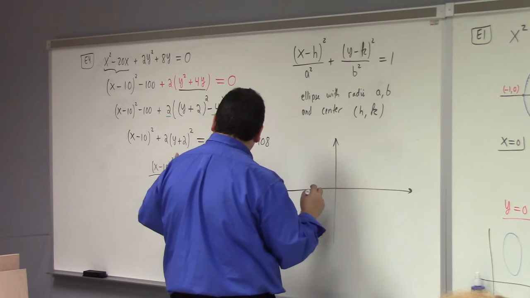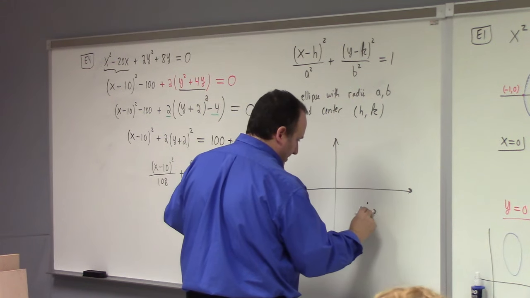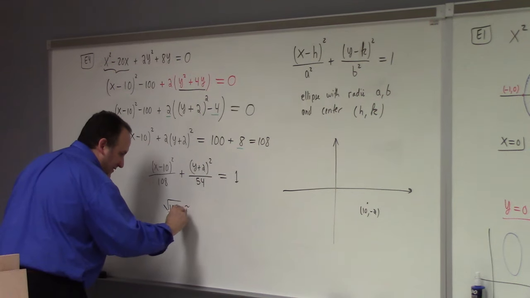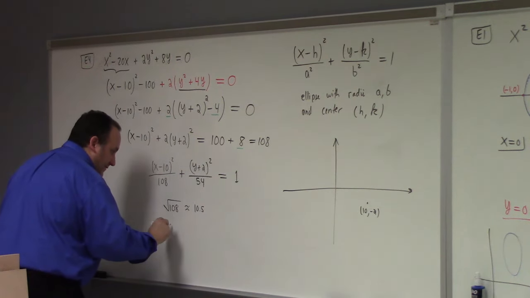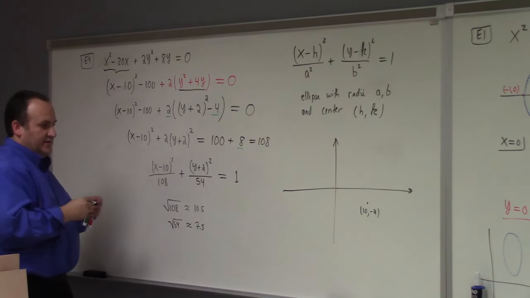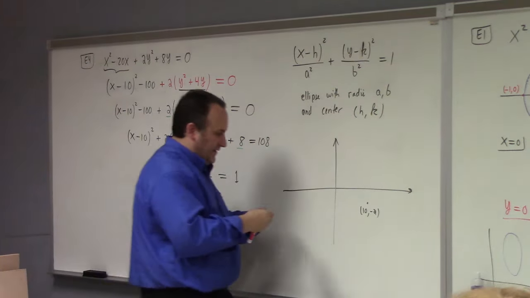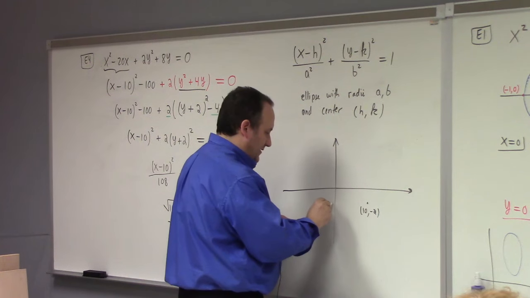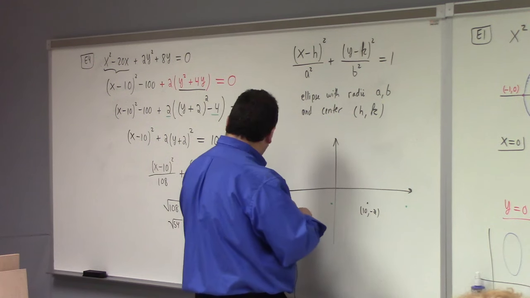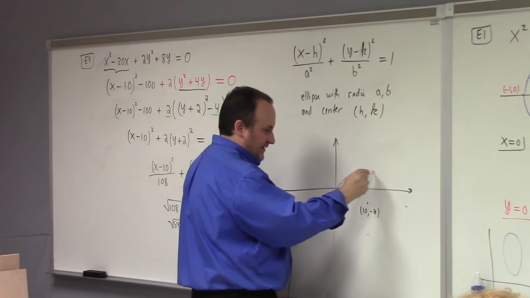So I can graph it if I wanted to, if I was so foolish as to attempt such a thing. 10, minus 2, maybe it's like here-ish. Now, the square root of 108 is what? It's approximately 10.5-ish. What's the square root of 54? About 7.5-ish. So what that means is you're going to go plus or minus 10 in the x sense. So roughly speaking, it's going from here-ish to here-ish in the x. And in the y, it's not quite as much. It's like here and here, roughly speaking. And so it would look something like this.